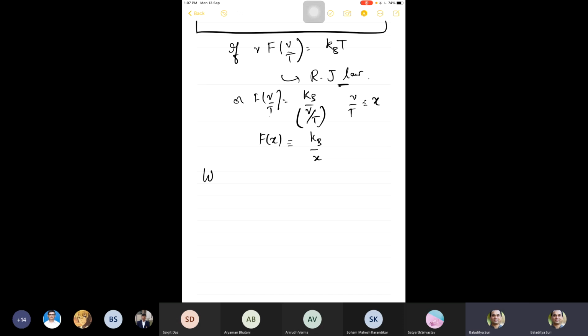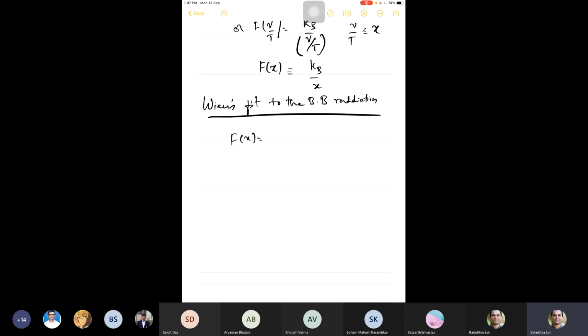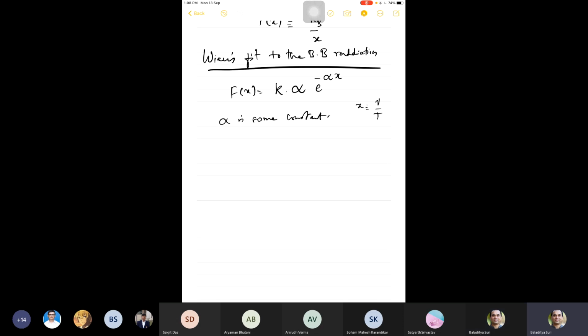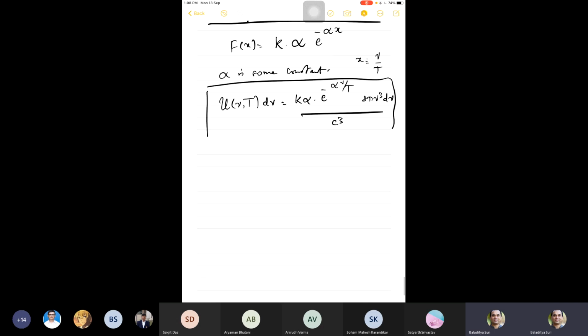So then he came up with Wien's fit to the BB radiation. He chose f of x equal to a form of the type k times alpha e to the power of minus alpha x, where alpha is some constant, and x is nu by T. This was the form that he chose. That gave us u of nu T d nu, which is k alpha e to the power of minus alpha nu by T, 8 pi nu cubed d nu by c cubed. And this particular formula fit the high frequency range of the BB spectrum.